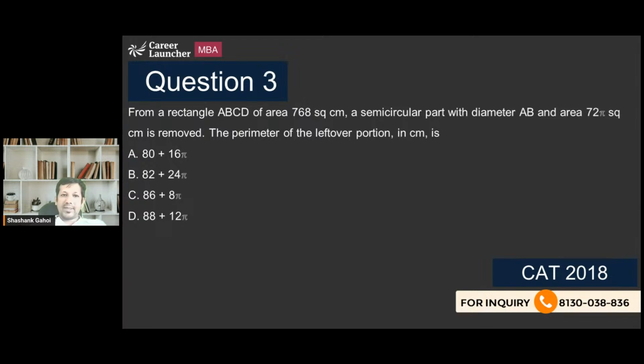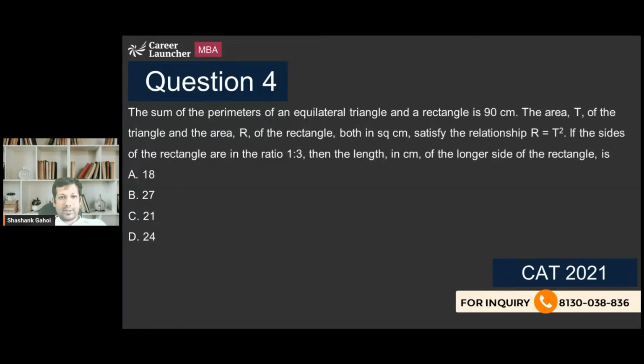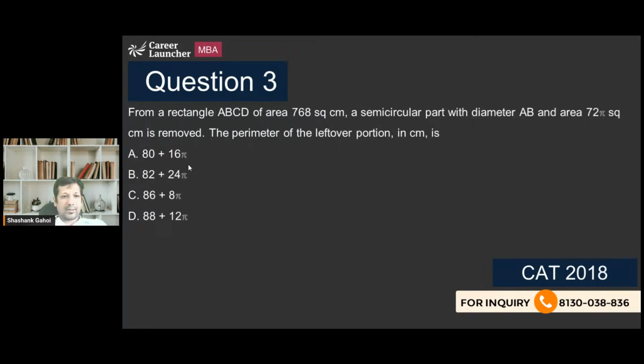From a rectangle ABCD, the area of 768 square centimeter, a semicircular part with diameter AB. Okay, so what does it say? I need to cut out the area. So this is a perimeter. This is a rectangle. Okay. Now this is A, this is B, this is C, and this is D. This is cut out. This is cut out.